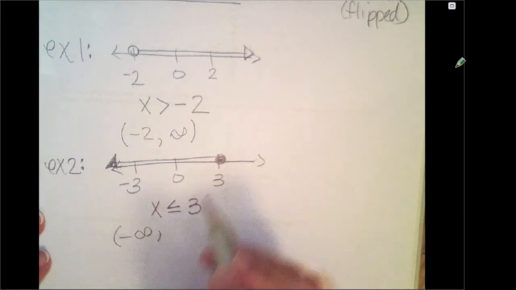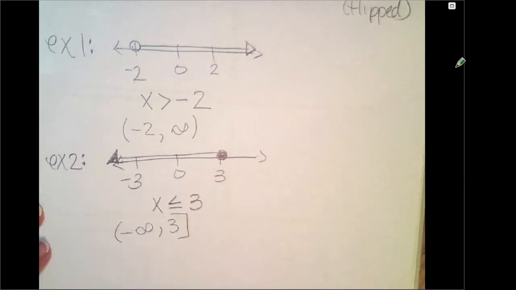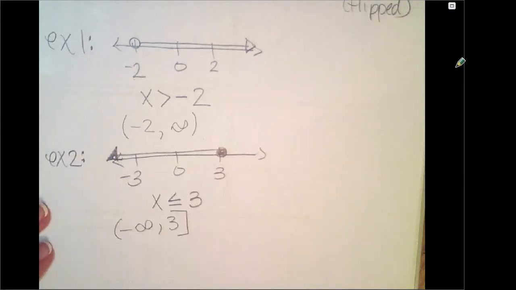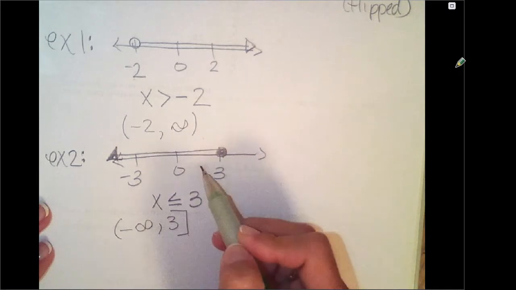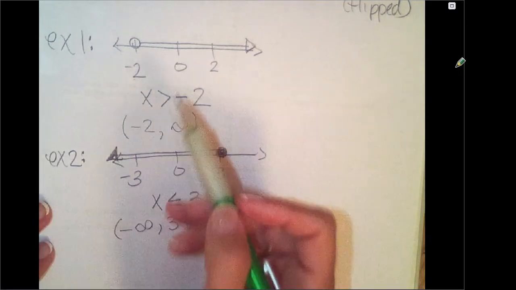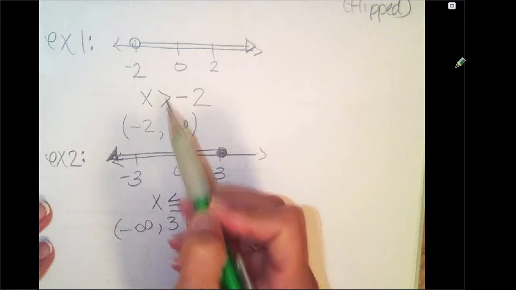And then what's happening here? I'm going to 3, but I'm including it, so I'm going to use a bracket. So a bracket, the equal sign, and a closed dot all go together. A parenthesis, greater than or less than, and an open dot all go together.